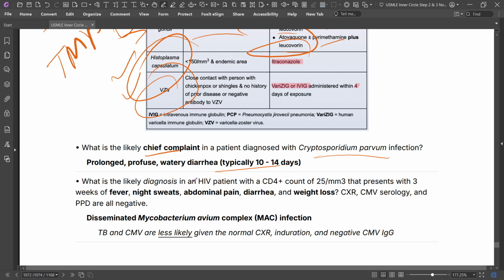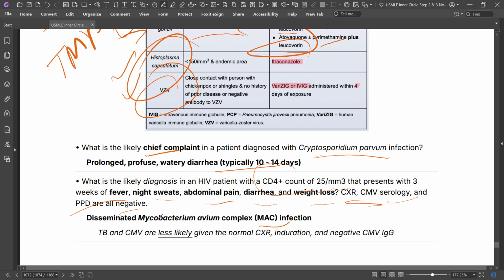What is the likely diagnosis of an HIV patient with a CD4 count of 25 that presents with 3 weeks of fever, night sweats, abdominal pain, watery diarrhea, weight loss, where chest X-ray, CMV serology, and PPD are all negative? Disseminated Mycobacterium avium intracellulare infection.